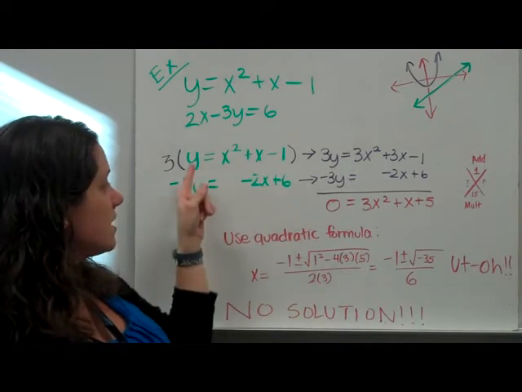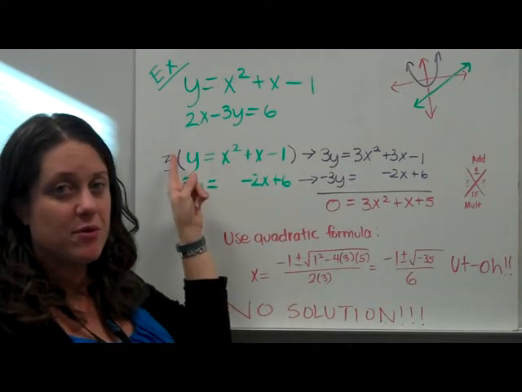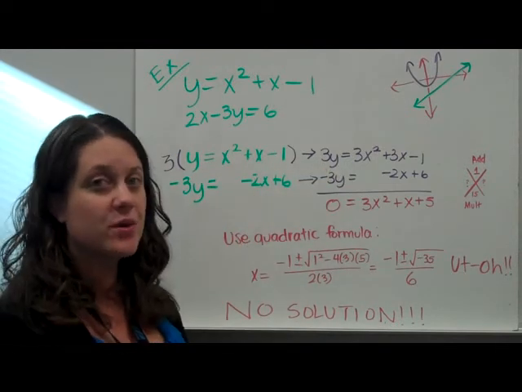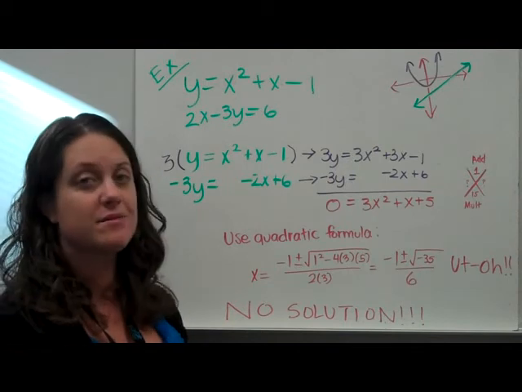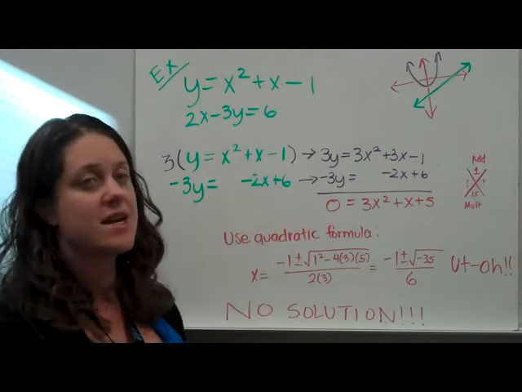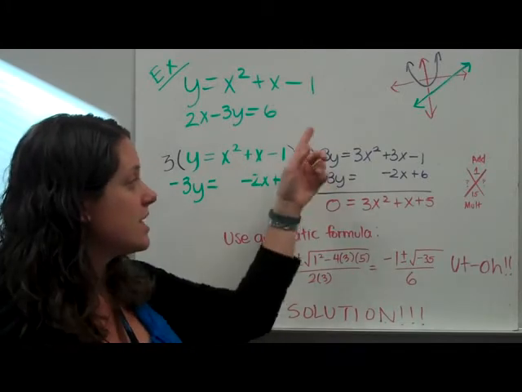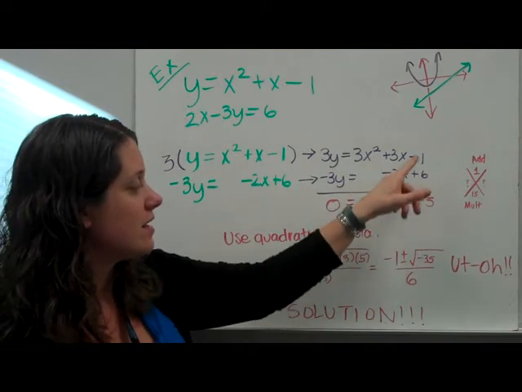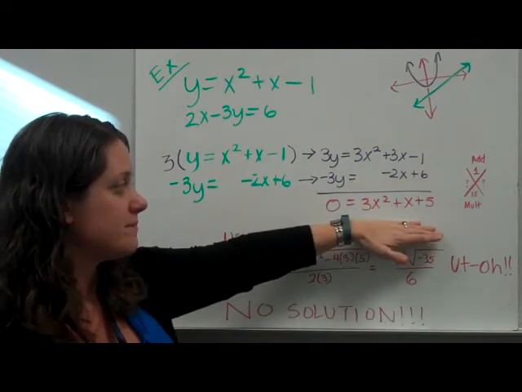So since those ones in green won't eliminate, I multiply the top one by 3, so that I then had this equation: 3y equals 3x squared plus 3x minus 1. Okay, now down here I didn't have to change anything because that already had a negative 3y. So those canceled out and I was left with 0. And then I brought down everything over here and I end up with just a quadratic equation.